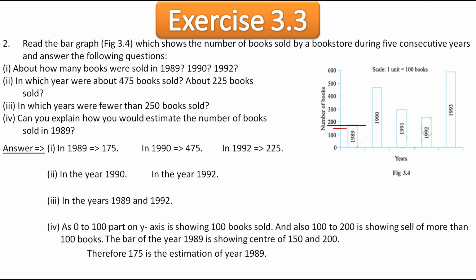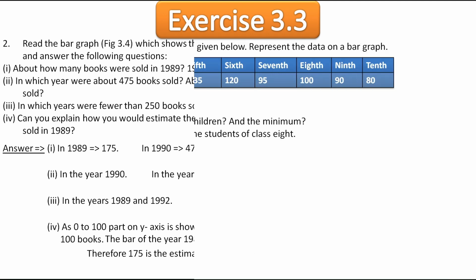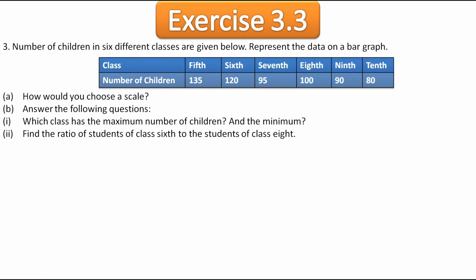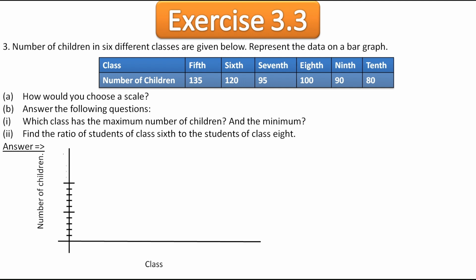Now let's move to the next question, the third one. The number of children in 6 different classes is given below. Represent the data on a bar graph. They have given the number of children in 6 different classes, from 5th to 10th. Now we have to draw a bar graph for this. I'll take the x-axis for classes and the y-axis for the number of children. As the number of children goes up to 135, I'll take the scale as 1 unit equal to 50 children.